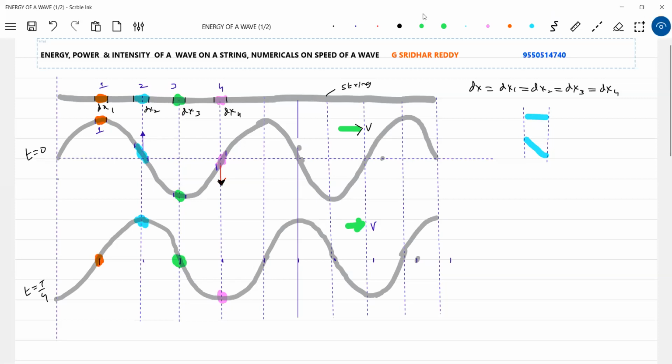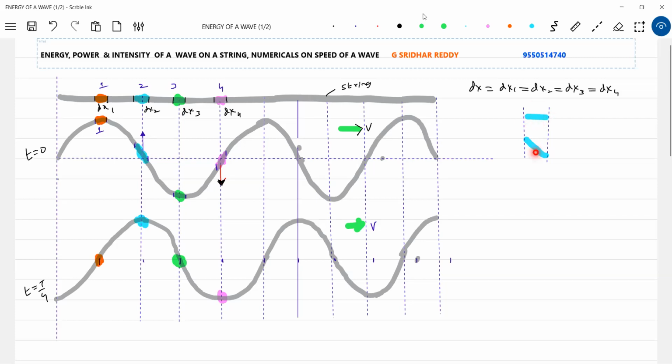Okay, sir, finally, what do you want to conclude? A student can ask. So here what's happening is, at this instant at t equals 0, the kinetic energy of element 1 will be 0 and the potential energy will be 0. Sir, how can you say that? So you can look at this one. Element 2, what is the length of this?